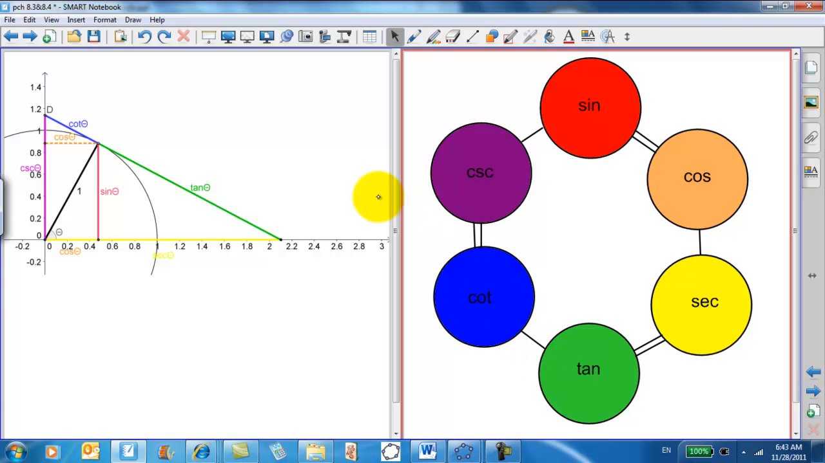Cotangent and cosecant are in a Pythagorean relationship. You can see it in this triangle right here. 1 plus cotangent squared theta equals cosecant squared theta. And finally, cosecant and sine. They're in a reciprocal relationship. As sine gets bigger, cosecant gets smaller. So sine theta equals 1 over cosecant theta.